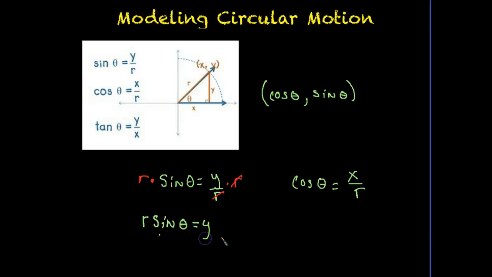That would be y. We would do the same thing for cosine. We could multiply both sides by r in order to eliminate the r from the right side.